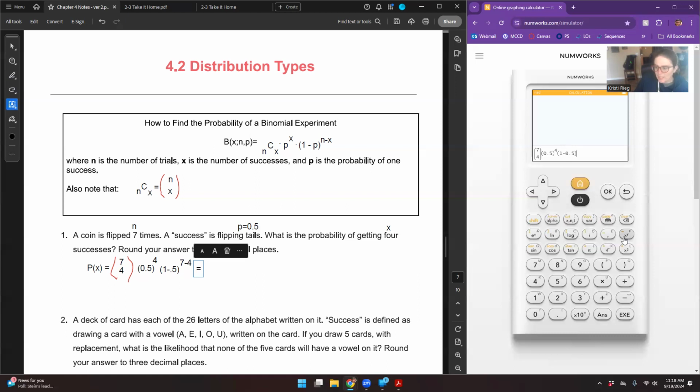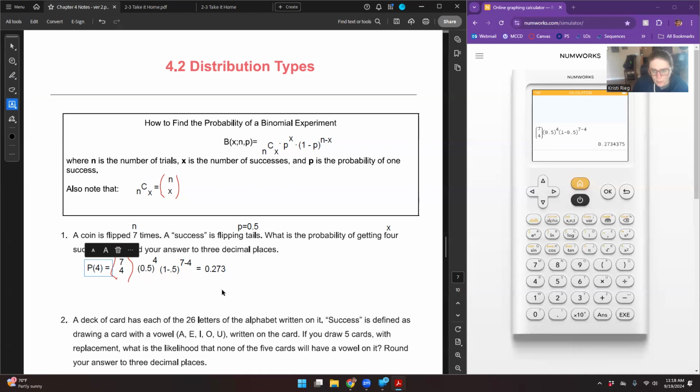And again, I want to raise it. So I click the power button, 7 minus 4. And there's the answer. So this said to round it to 3 decimal places. So I have 0.273. Voila. I'm excited. Okay, so that's the probability of, oops, I wrote X, probability of 4 is 0.273.